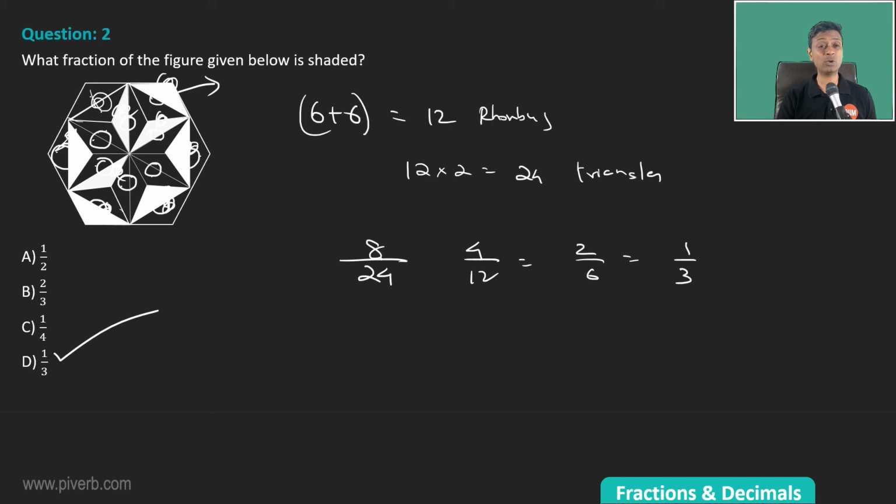Break it into some equal parts, count all of them. There are 24 such equal triangles, of which 8 are shaded. 8 out of 24 are shaded, or 1/3 are shaded.